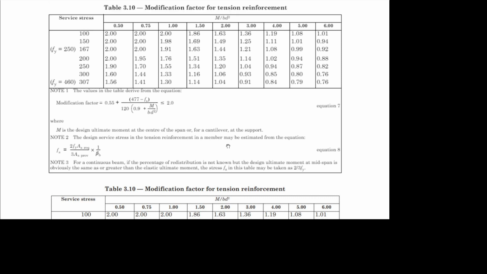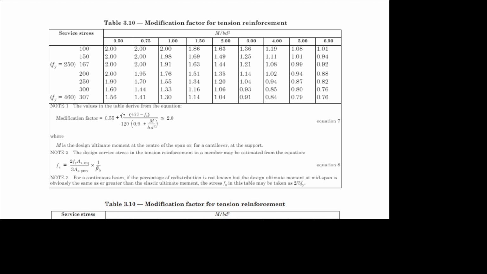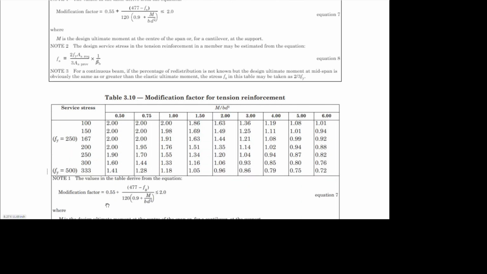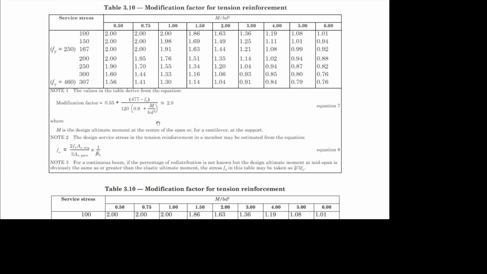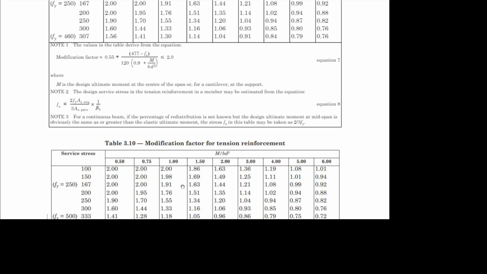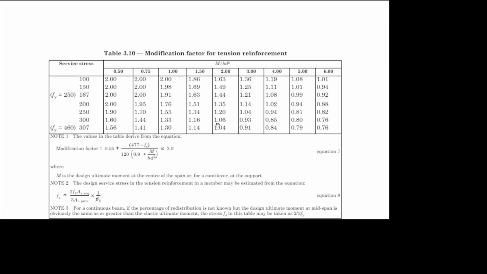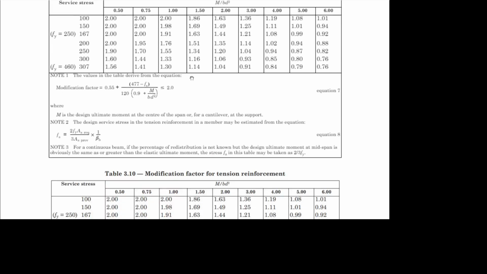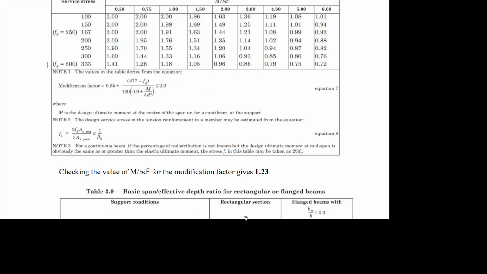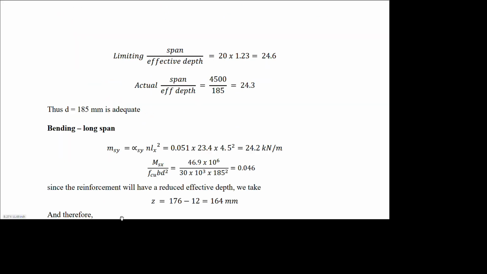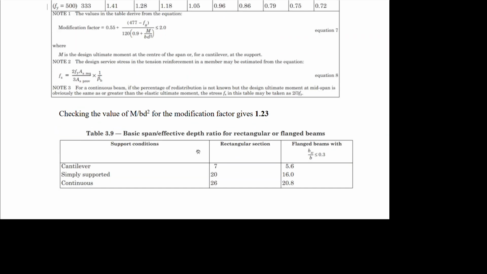Now I want to show you something. This table, this is one table, this is another table. You can see here we have FY to be equal to 500 and FY is 460. So this is what I was talking about, and they are both table 3.10. So depending on the BS code you are using, if you are using the new version, you have this one. If you are using the old version, you have this upper one. So you just check.